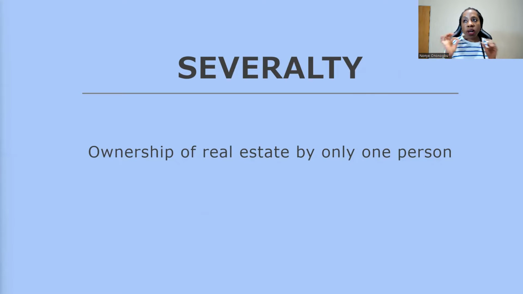Severalty. When we talk about the word severalty, this essentially means how you own real estate. And with severalty, it is one owner. So only one person or one corporation owns the property. Now, the word severalty comes from the root word to sever. So if you look, S-E-V-E-R, to sever. Not several, but sever. Sever means to cut off. So you're cutting yourself off from anyone else. So you own it by yourself, free and clear.